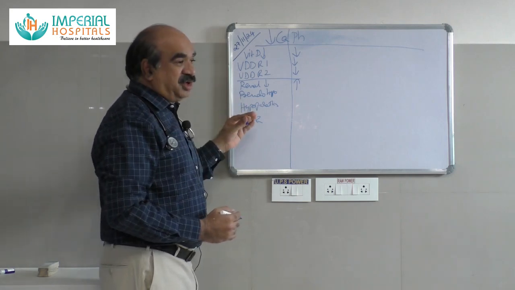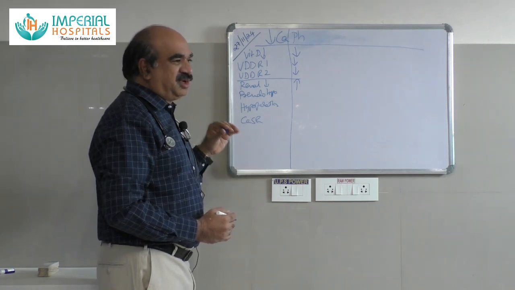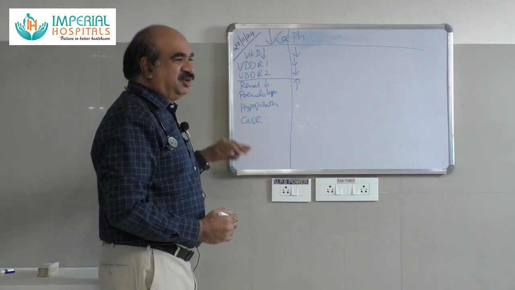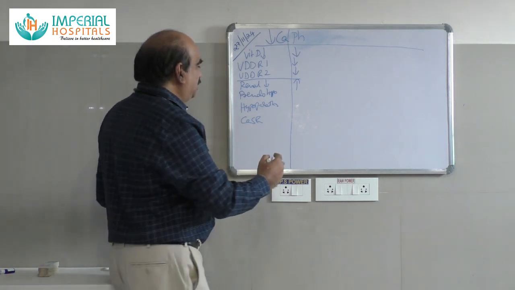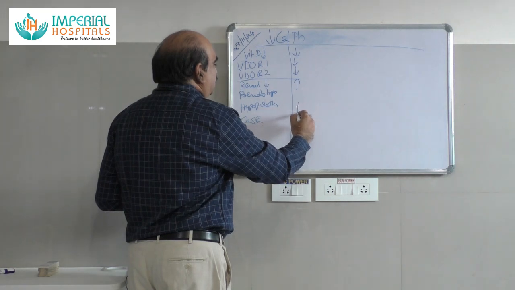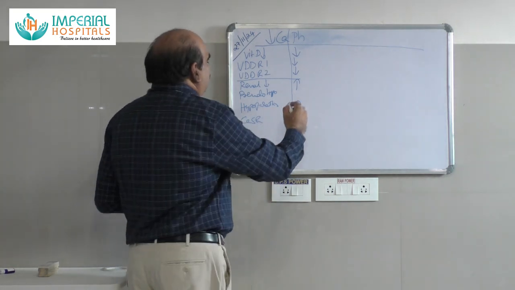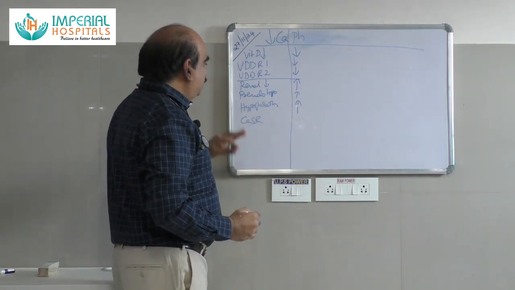So if parathyroid hormones are low, there will be phosphate retention. Parathormone causes increased phosphate excretion from the kidney. So if parathyroid hormones are low, there will be hypocalcemia and phosphate retention. So in hypoparathyroidism, phosphate levels are increased. And even in pseudo-hypoparathyroidism, phosphate levels are increased.